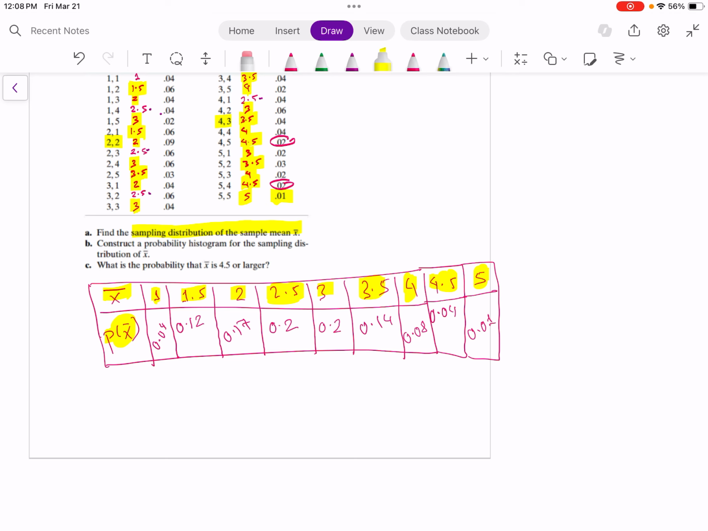So we have this sampling distribution. Okay, now does anyone have any question here? You will have a very similar question on your exam. Okay, so make sure you understand here.